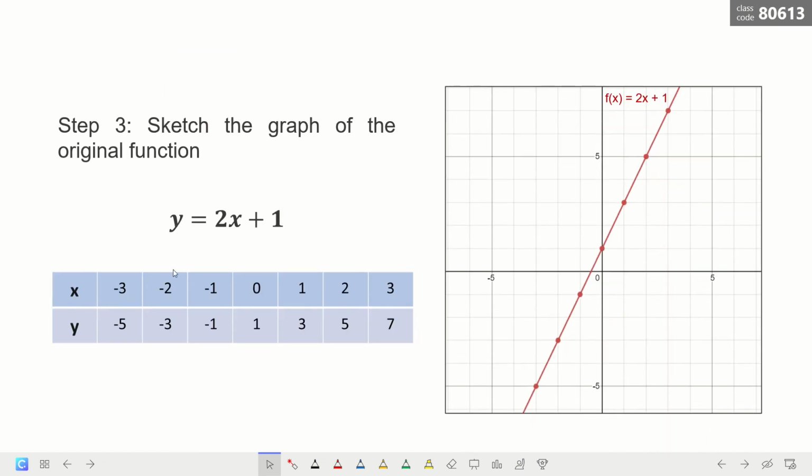So, now that we have our table of values, we can now graph this equation, based on our created table of values. So here, if we plot these points in our graph, ayan, andyan siya. So, ito si negative 3, negative 5. This is negative 2, negative 3, negative 1, negative 1, 0, 1, 1, 3, 2, 5, and 3, 7. So, this is the graph of f of x is equal to 2x plus 1, the graph of our original function.